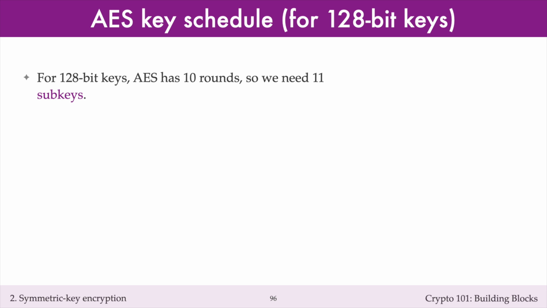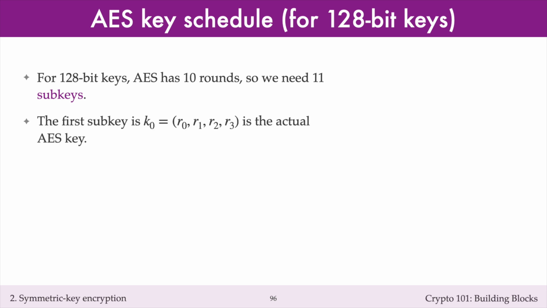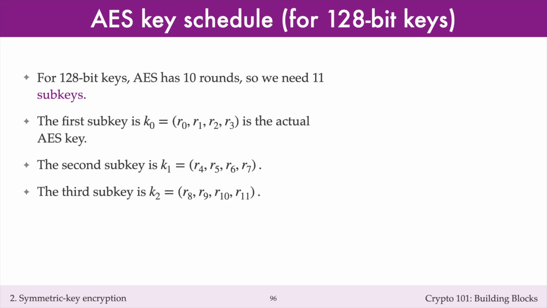Recall that for 128-bit keys, AES has 10 rounds, and so we need to derive 11 subkeys from the secret key K. The first subkey K0 is defined to be the AES key itself. I've written K0 as a sequence of 4 32-bit words R0, R1, R2, and R3. The second subkey K1 is derived from K0. The third subkey K2 is derived from K1, and so on.